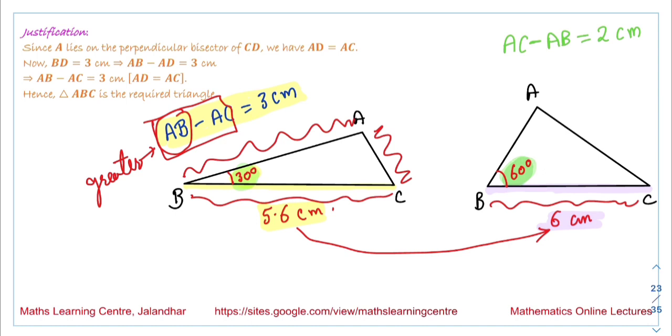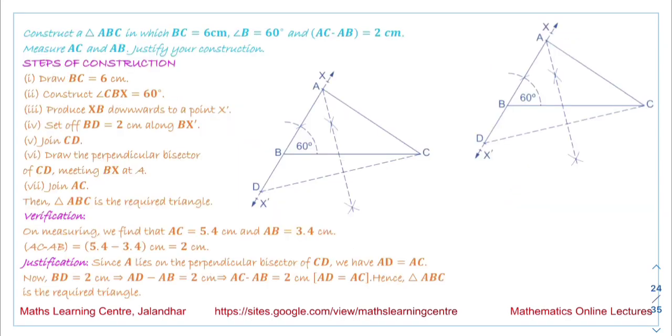Now in the next problem we are given that AC minus AB is 2 centimeters. It means earlier our side AB was the longer side and AC was the smaller side. Now we have AC as the longer side and AB as the smaller side. So we will see how we will draw the triangle in this type of problem. So our next question is based upon this, that AC minus AB is equal to 2.